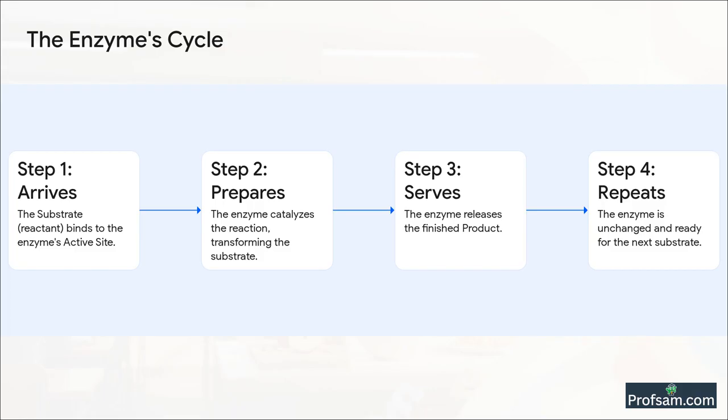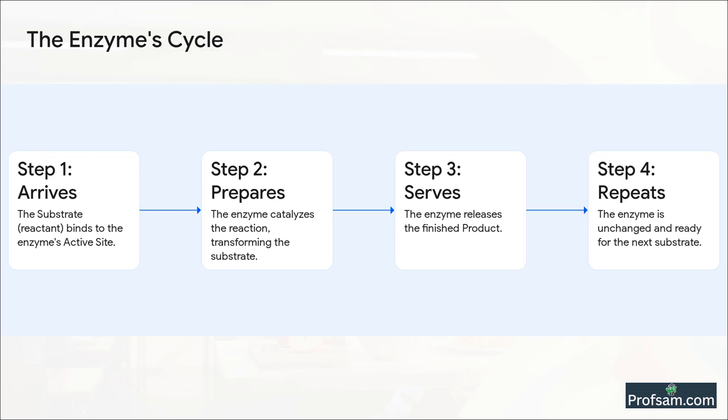It fits perfectly into a specific pocket on the chef. This pocket is the enzyme's active site. Step 2. The chef prepares the dish. He holds the ingredient in the exact right position, maybe twisting it or stressing a chemical bond to help the reaction happen. This is the catalysis part.